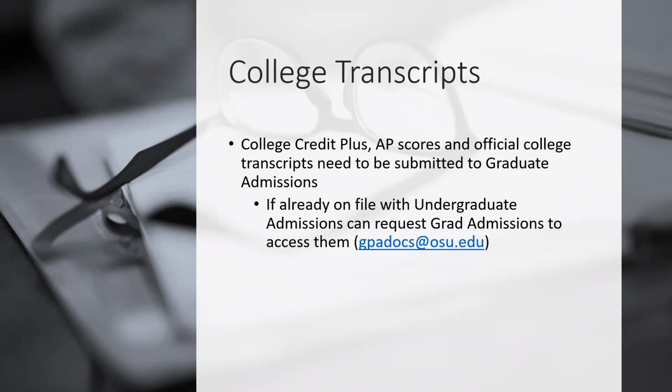That's basically a long way of saying, if you are unsure, email myself or Todd, or if it is on file and you know it, with undergraduate admissions, you can follow that bullet point up there and email GPA docs at osu.edu and just simply say, I'm a current student, I'm applying, can you move my documents or request my documents come over from undergraduate admissions?